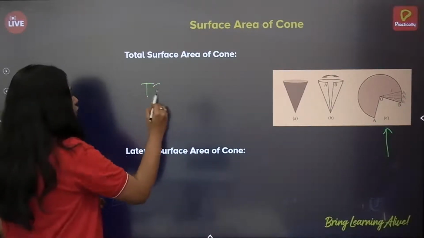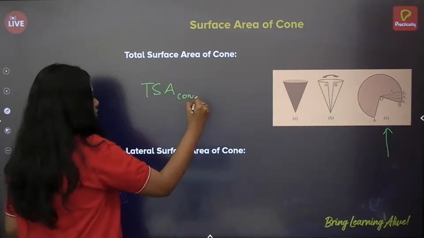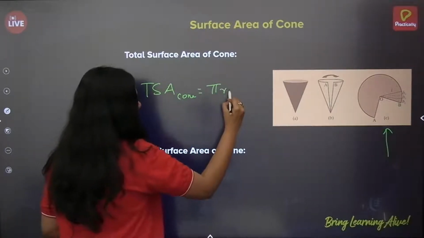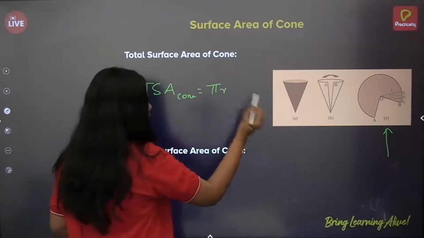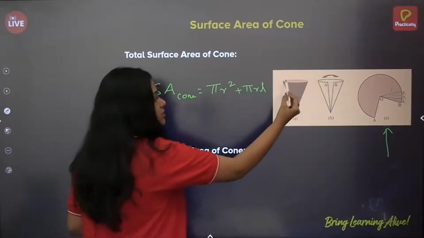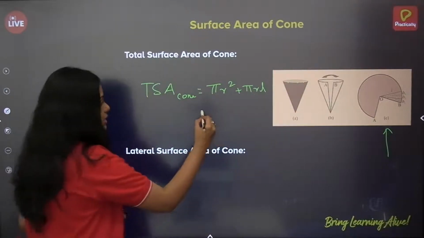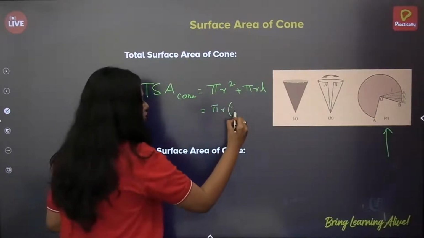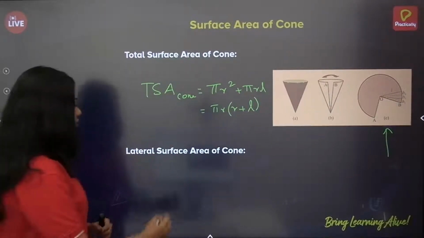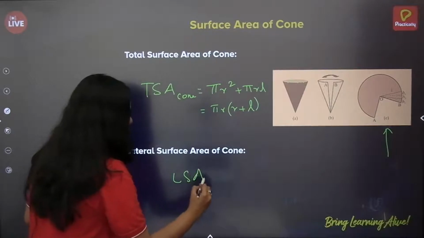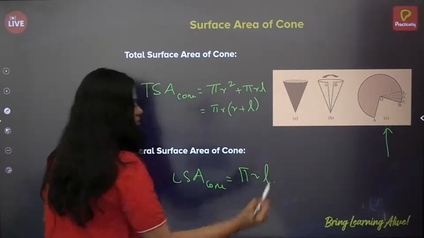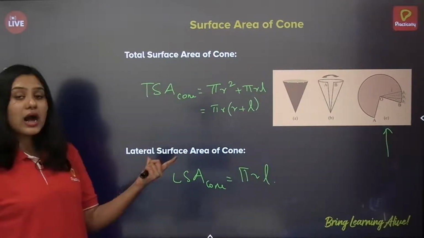So TSA of cone is equal to pi r square plus pi r l. Pi r square is this circle area plus pi r l. So we can write pi r of r plus l, right? From this, you can easily tell what is the lateral surface area of cone. What is it? Pi r l, right?